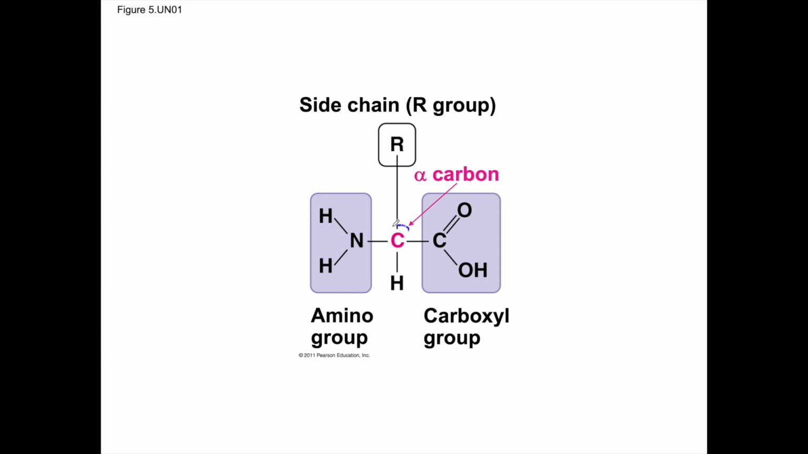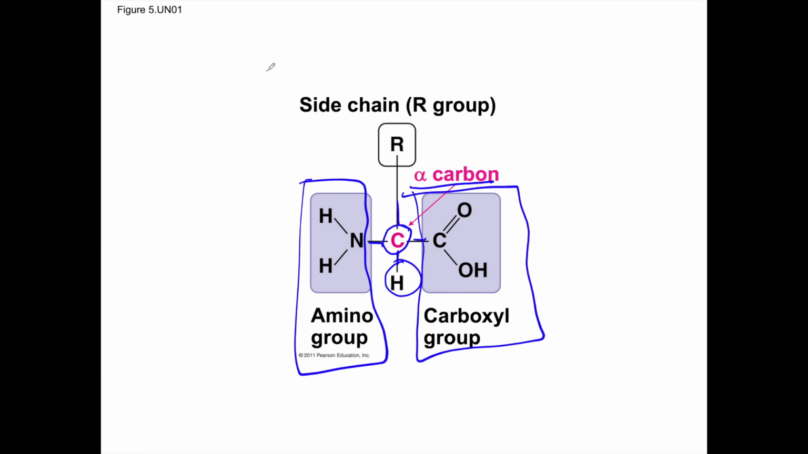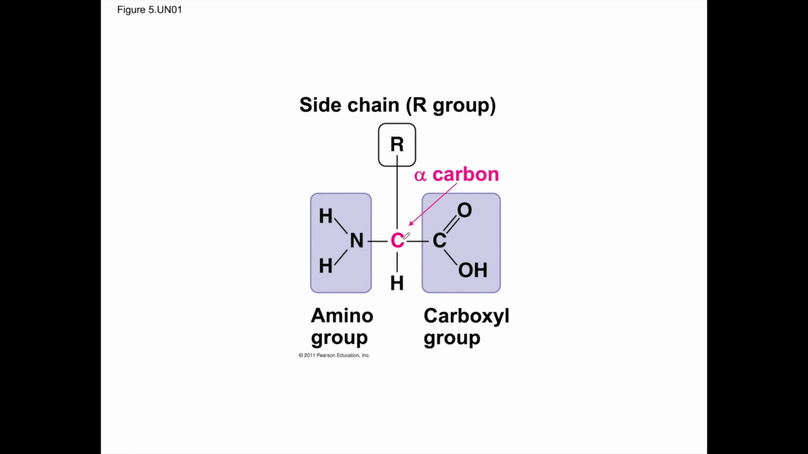They have a carbon in the center that we're going to call the alpha carbon. And then there are 4 things coming off of that carbon: a hydrogen, an amino group, a carboxyl group, and then an R group, which is also called a side chain. So all amino acids have this same basic structure: alpha carbon, hydrogen, amino group, carboxyl group, R group, or side chain. But there's 20 different amino acids. So what makes them different from each other is this R group or side chain.